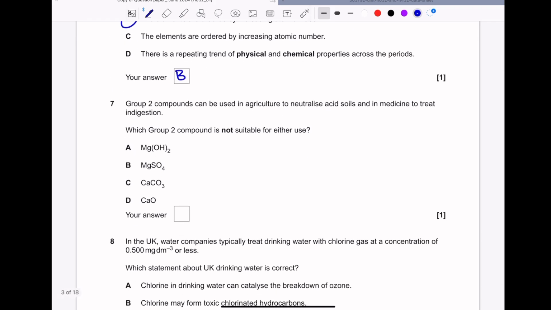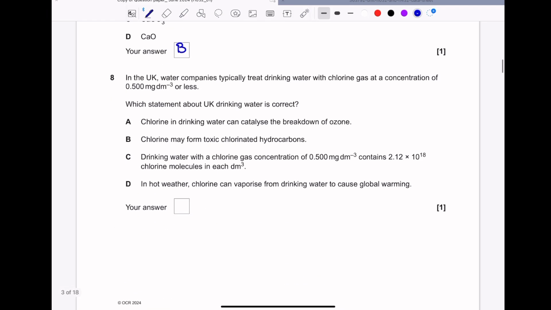Question 7 is group 2 compounds can be used in agriculture to neutralize acidic soils and in medicine to treat indigestion. Which group 2 compound is not suitable for either use? So agriculture to neutralize acidic soils and indigestion to neutralize stomach acid, both neutralize acid. So the first one can be used because it is alkaline, or basic in nature. The next one would not be used because this is a salt. Salts cannot neutralize acids, so that becomes a not suitable one. So the answer is B.